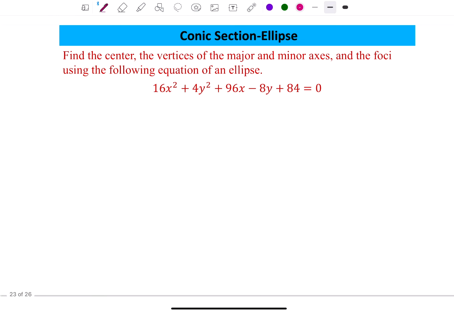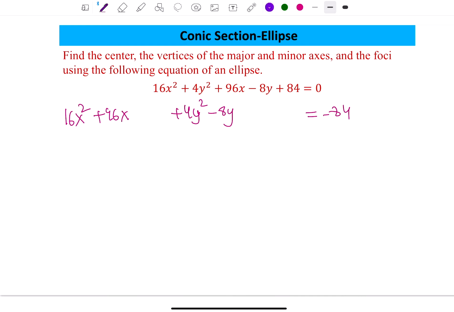Let's see another example. Find the center, vertices of major axes, vertices of minor axes, and foci using the following equation. Now, this equation is not given in a very nice shape and form, so I will have to complete the square to put it in a nice shape and form. So let's go ahead and get the x terms close to each other, and y terms close to each other, and move the constant to the other side.